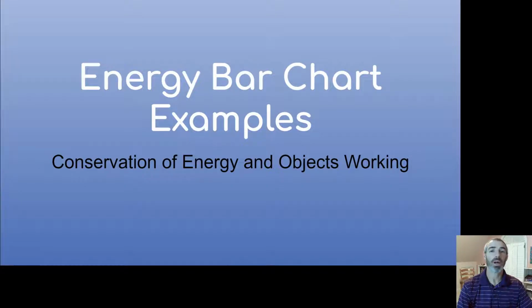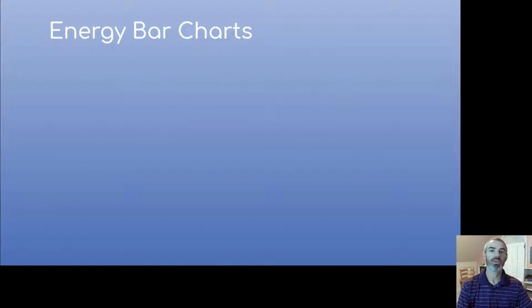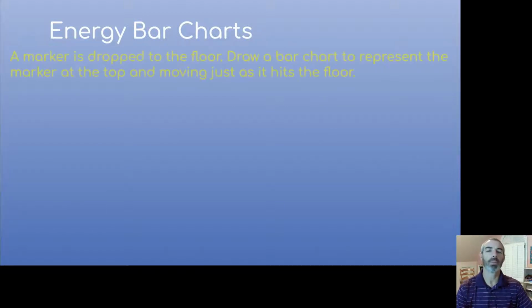In this video, we're going to talk about energy bar charts and draw a couple of examples and how that relates to conservation of energy. So here's an example. We have a marker that's dropped to the floor. The initial situation is the marker at the top, and the final situation is how fast it's moving when it hits the floor. So it's the moment it hits the floor.